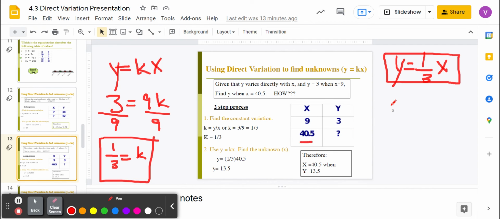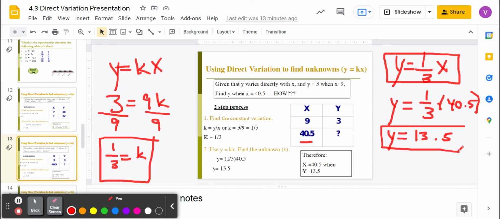In this case, we're looking for the y. We don't know what it is, but we have the x. So we're going to multiply 1/3 by, putting parentheses here, 40.5. 1/3 times 40.5 gives us 13.5. So we're able to figure out what our y value is.